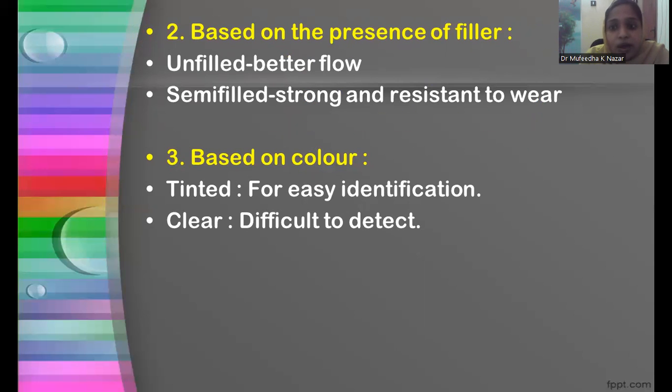Based on the presence or absence of filler, the sealants can be classified into unfilled and semi-filled or filled. Unfilled sealants will be having better flow, while the semi-filled or filled sealants will be stronger and they are resistant to wear. Based on the color, the sealants can be classified into tinted and clear. Tinted sealants are easy for identification, whereas clear sealants are difficult to detect.